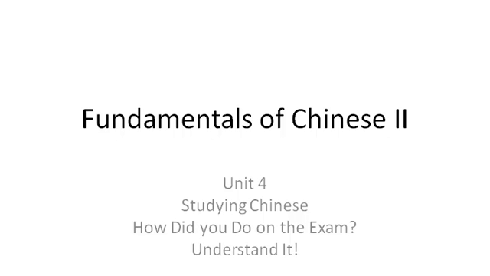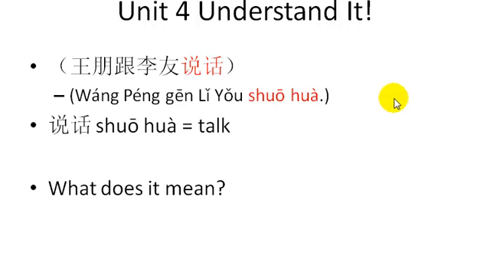Turn to pages 176 and 177 in your textbook and have a pen or pencil ready to take notes. Okay, Wang Peng and Leo are together having a conversation. There's a little introduction to what's happening here in parentheses, and it says Wang Peng 跟 Leo 说话. 说话 is a new piece of vocabulary for you. 说话 means to talk.